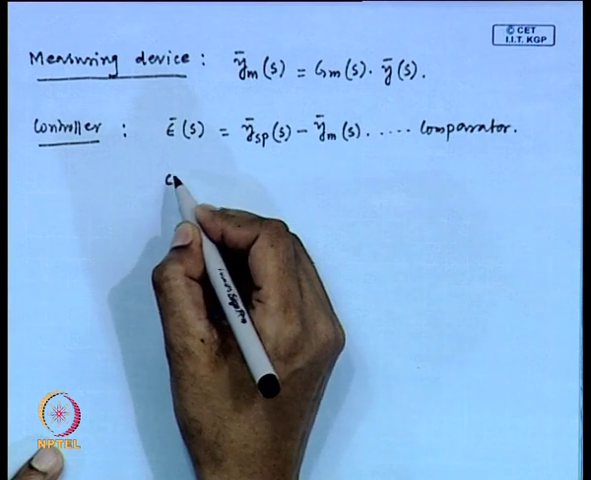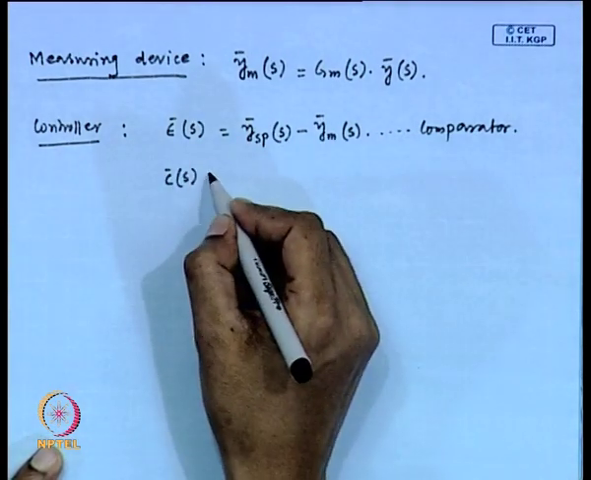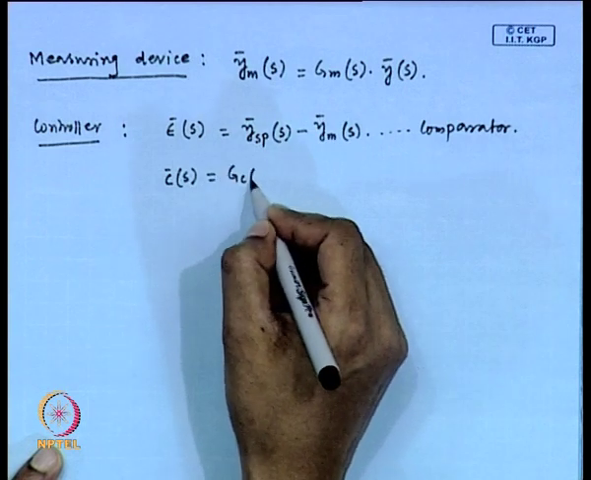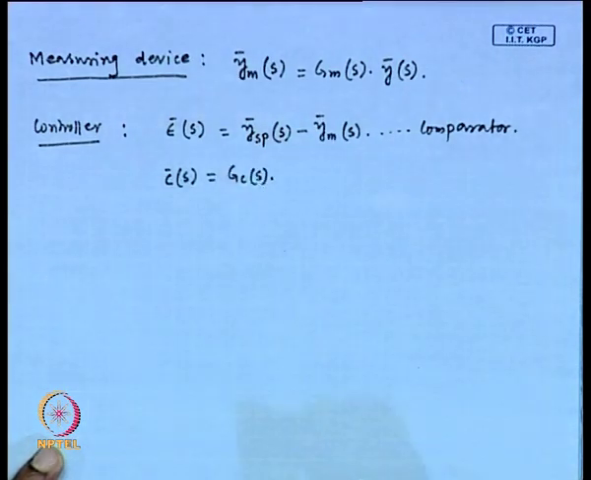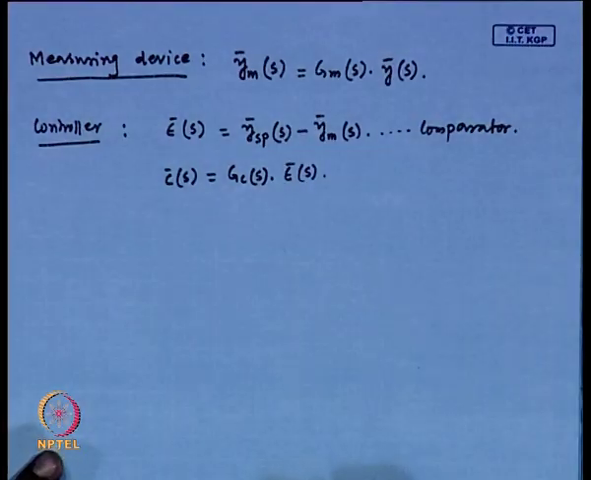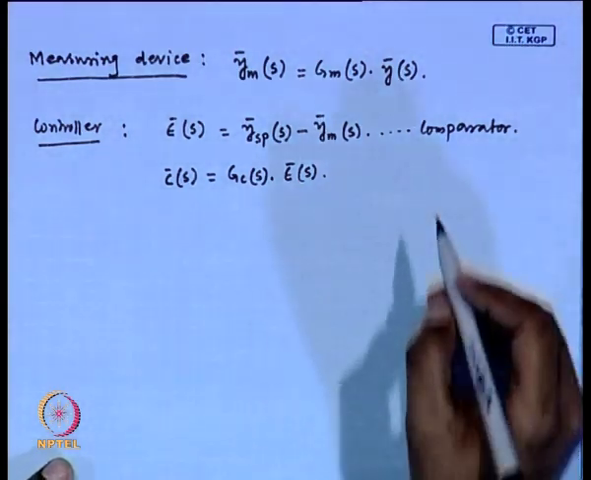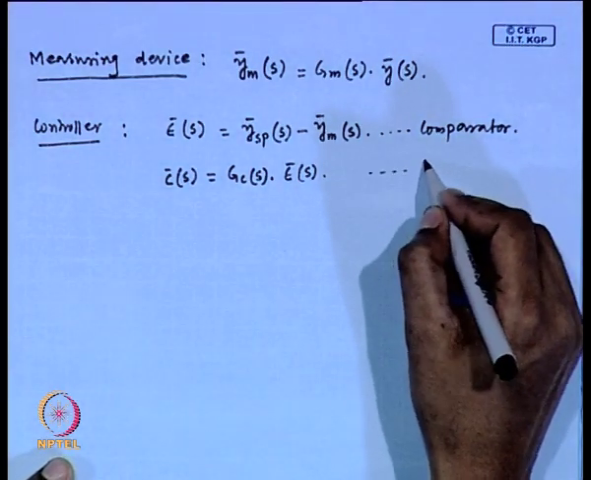Similarly, the controller output is C bar s, controller transfer function is G C s, and input to the controller is epsilon. So, C bar s equals G C s multiplied by epsilon bar s. This is representing the control block.